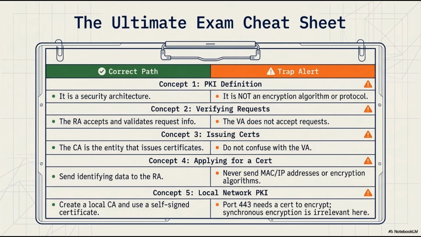Concept 4, applying for a cert. The correct path is sending identifying organizational data, like business licenses, to the RA. The trap is thinking you need to send network identifiers like MAC addresses, IP addresses, or specifying encryption algorithms during the initial request. And concept 5, local network PKI. The correct path is to create a local CA and use a self-signed certificate for isolated internal networks. The trap is thinking that just routing traffic through port 443 will encrypt it without a certificate, when that encryption is relevant to PKI. Mastering those specific distinctions and the reasons behind them will navigate you safely through the PKI module of the exam.